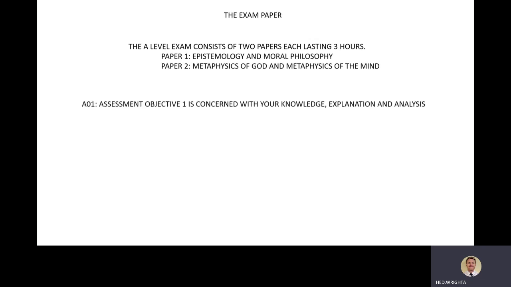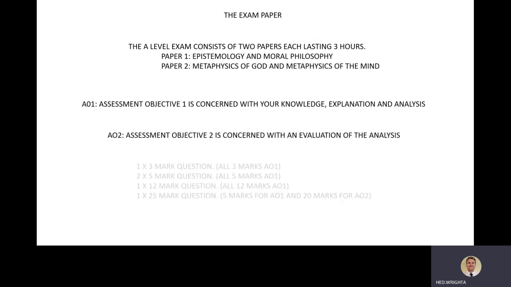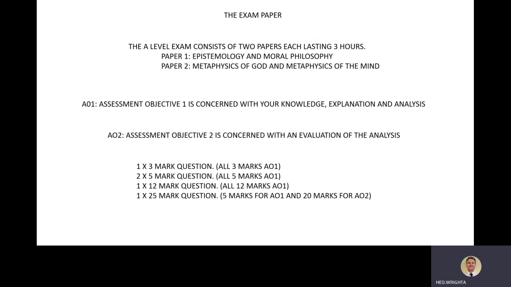Now, AO1 is assessment objective 1, and that's concerned with your knowledge, explanation and analysis, making sure you're using keywords and an accurate description and explanation of what these concepts are. AO2 is when you're taking that knowledge and analysis and you are evaluating the work. Now, as you can see, there's 1 3-mark question, 2 5-mark questions, and 1 12-mark question, and all of those marks are going to be AO1. So it's about you demonstrating your knowledge and being able to explain it, give examples, and show your analysis.